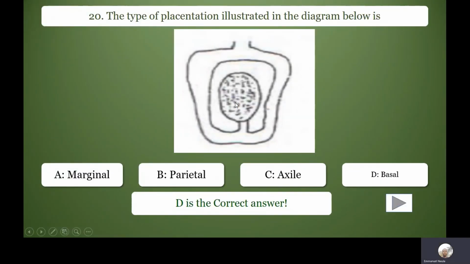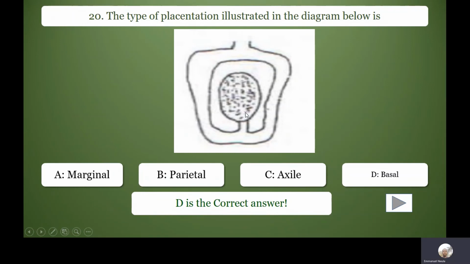The type of placentation illustrated in the diagram below is basal placentation. You see an ovule at the base of the ovary. Of course, placentation is the arrangement of ovules in an ovary. And when the fruit is formed, you see this placentation just like you see it in the flower. So this is basal placentation.